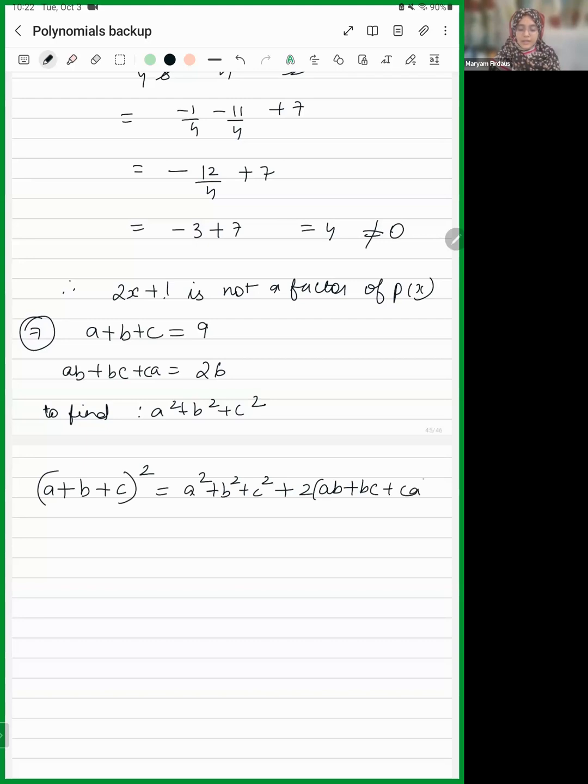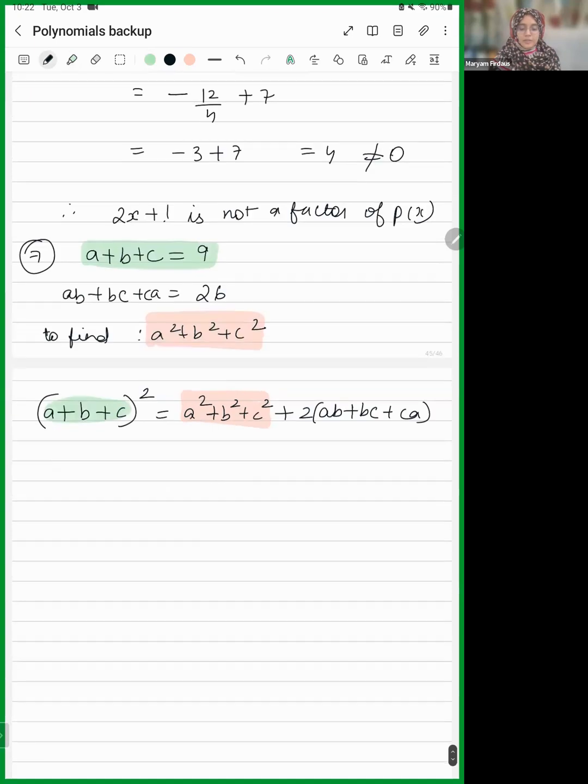So here they are saying that you have to find a square plus b square plus c square. This is what we do not know. But we do know that a plus b plus c is equal to 9. So that means this thing is equal to 9, right? So this thing becomes 9 square is equal to a square plus b square plus c square plus 2 times ab plus bc plus ca.